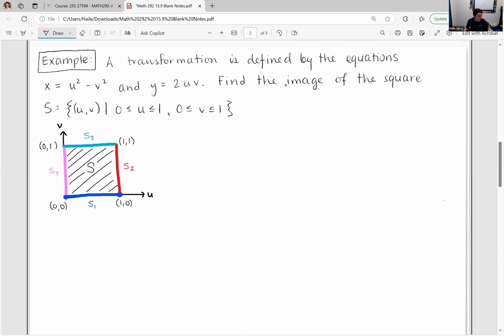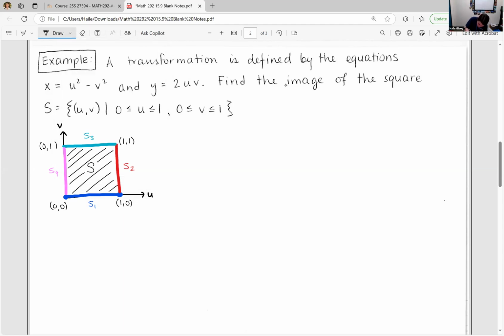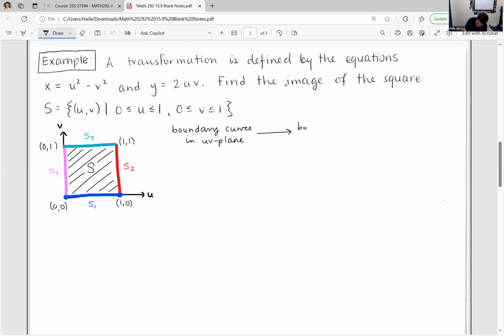Okay, so what I want to concentrate on is taking the boundary of this region S and applying the transformation to it. Okay, so basically what we're doing is we're taking the boundary curves in the UV plane, and we're going to apply those equations for X and Y to get new boundary curves in the XY plane.